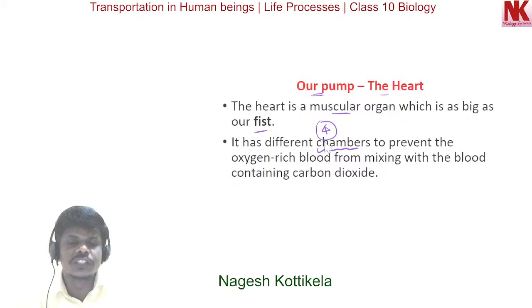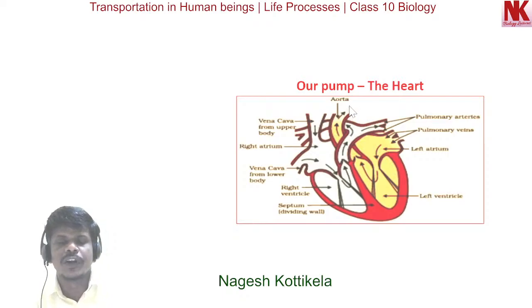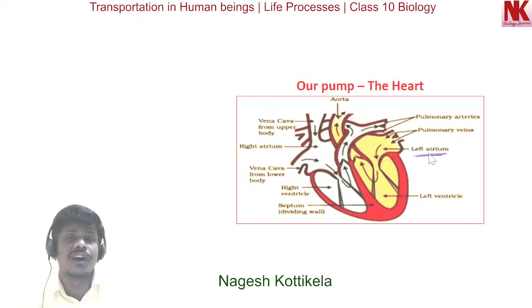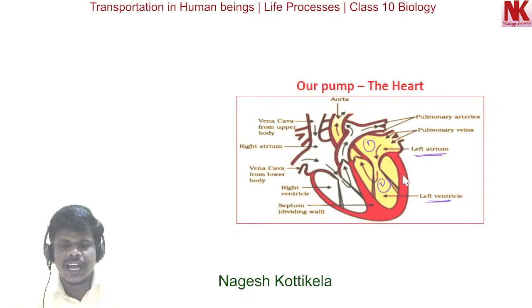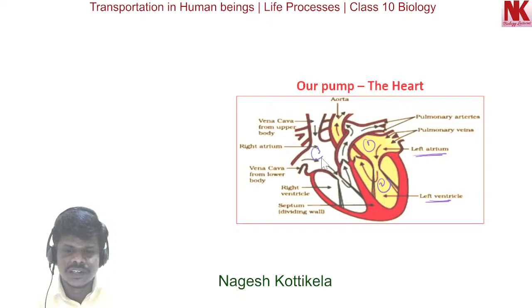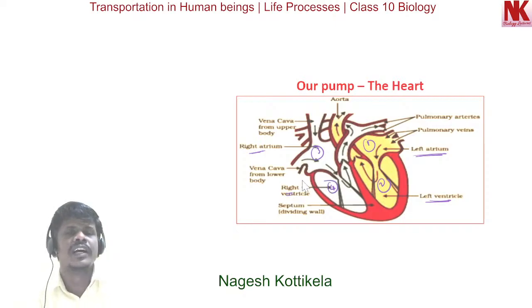You can see here a picture of the human heart with 4 chambers. This is the left atrium, or left auricle, number 1. Number 2 is the left ventricle. Here you can see the right atrium, and here the right ventricle. The upper chambers, the left atrium and right atrium, are called auricles, and the lower chambers are called ventricles.